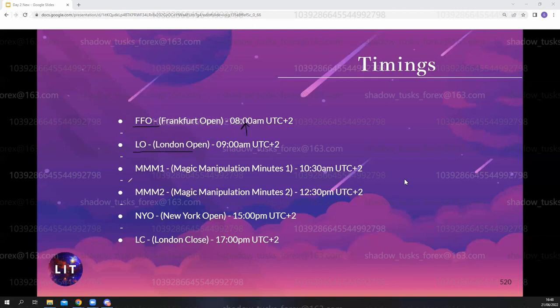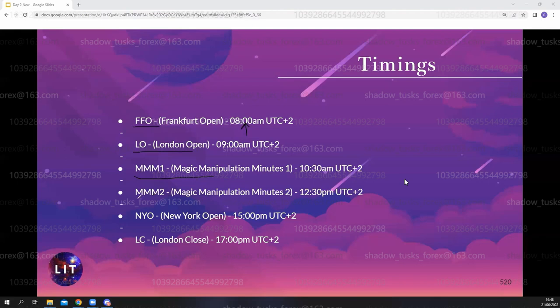And then the third reaction of the timing-based possibilities is magic manipulation minutes 1, and that is at 10:30 a.m. UTC +2. Again, we would say around a 10-minute window either side where the reaction can occur. So that could be 10:20 a.m. or 10:40 a.m. So between that, it could be around a half an hour gap. So we give it a few minutes. It doesn't have to be to the minute, but it can be. It's more ideal when it's to the minute or a few minutes off, as opposed to nearing the 10 minutes away from magic manipulation minutes.